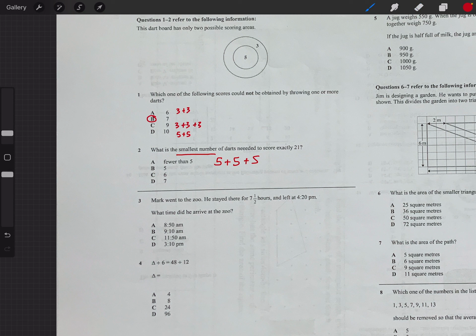Okay, so we have 15. Then we can add a 3 and then a 3. So 15 plus a 6 will give me 21. So that means that you need five darts. Okay, the 5s will get me to 21 quickly, but you need the 2 3s to get me to exactly 21. So the answer should be a B.